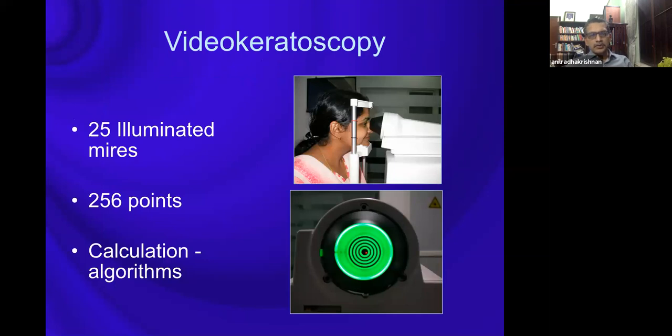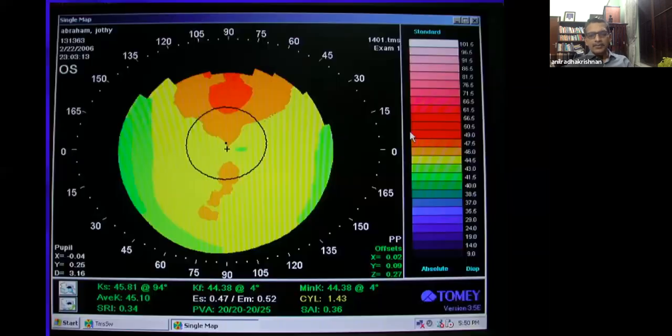In video keratoscopy, you have illuminated mires which are projected onto the cornea, and along each mire about 256 points are calculated. You have a central fixation point and two video cameras on two sides. The relation of each point to the central fixation point is calculated using various algorithms, and that's how a color printout comes. There are various types of algorithms which I'll come into.